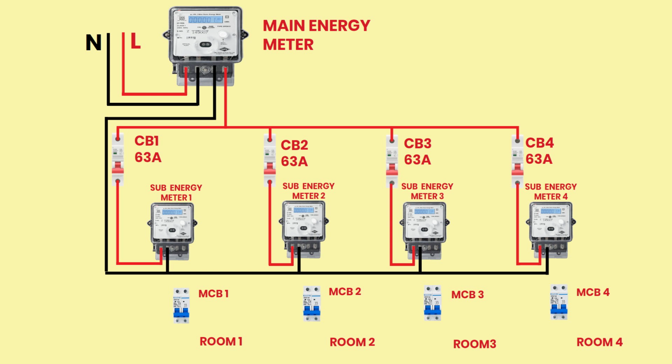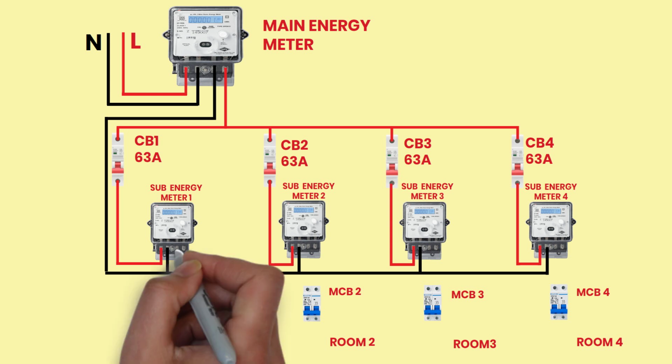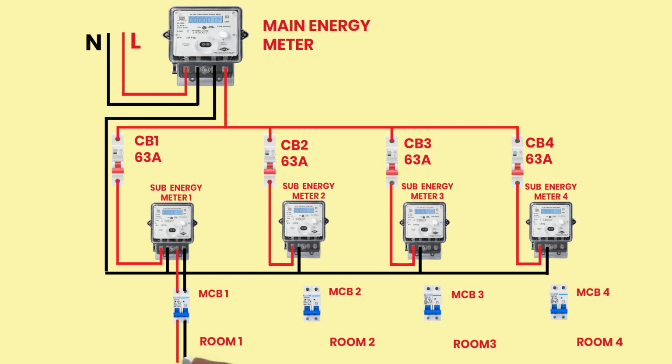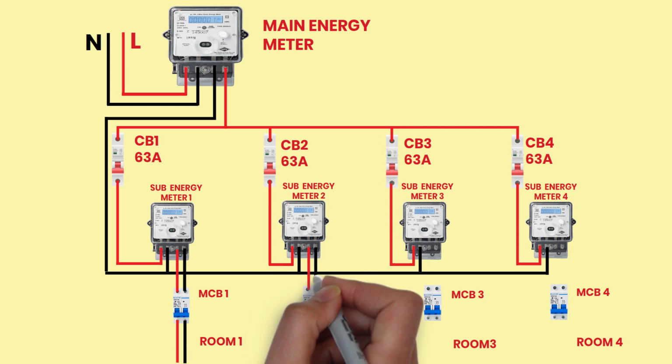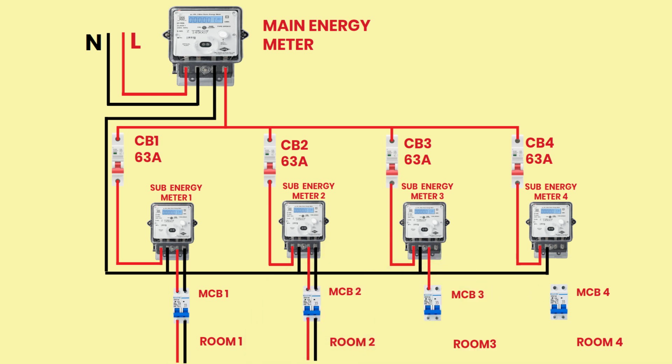From the output side of every sub-energy meter, the power passes through an MCB, a miniature circuit breaker, before it is supplied to the respective load or room. So, sub-meter 1 goes through MCB1 to room 1, sub-meter 2 through MCB2 to room 2, sub-meter 3 through MCB3 to room 3, and sub-meter 4 through MCB4 to room 4. This structure ensures each room has both energy monitoring and individual overload protection.